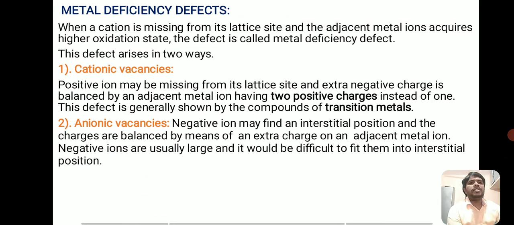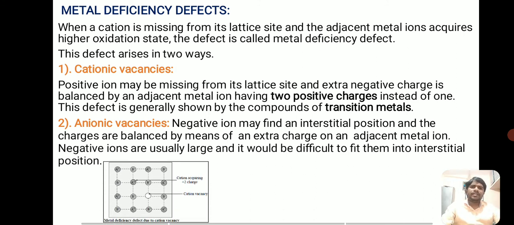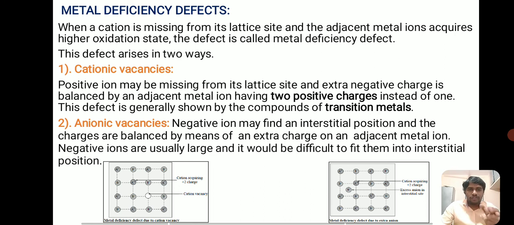Coming to the metal deficiency defects. When a cation is missing from its lattice site and the adjacent metal ion acquires a higher oxidation state, you can observe here the adjacent ion acquires a higher oxidation state. The defect is called a metal deficiency defect. This defect arises again in two ways: one is cation vacancies and another one is anion vacancies.